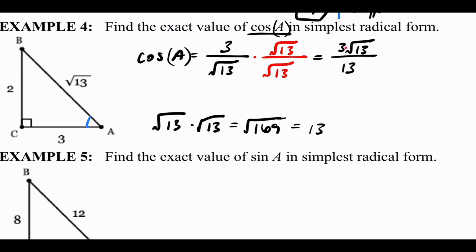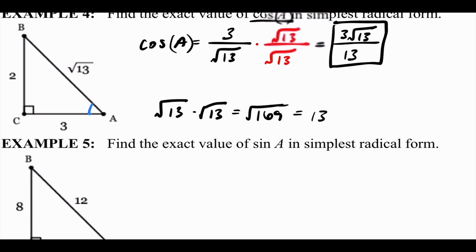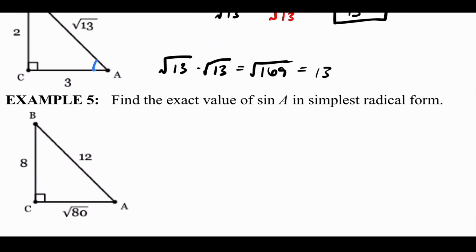But what I can do is try to simplify the guys on the outside. Can I simplify 3 and 13? Can I reduce that fraction? Nope. You are done. If you can, do it. If you can't, don't. Guys on the inside, you can simplify. Guys on the outside, you can simplify. But you can't simplify someone on the outside with someone on the inside. Okay. All right, number 5.